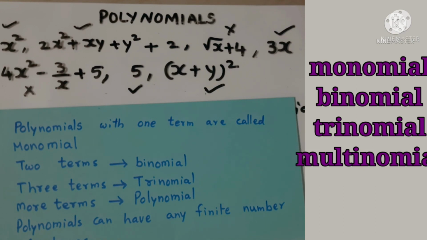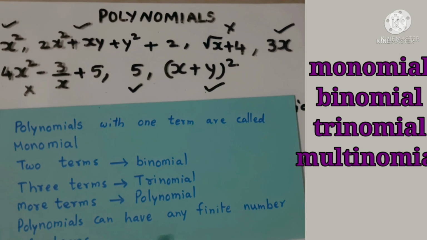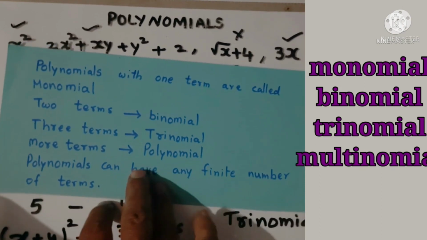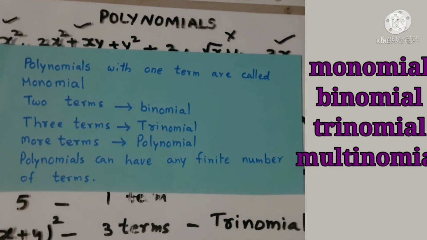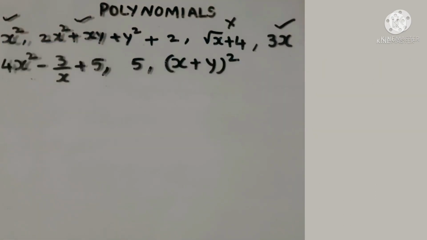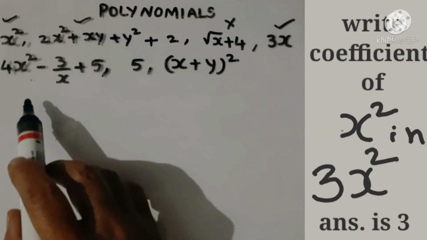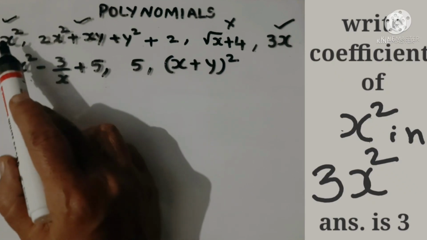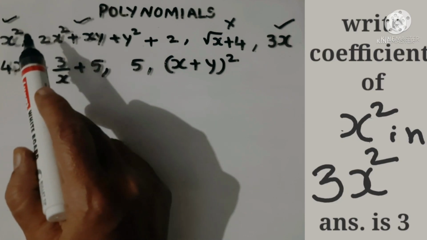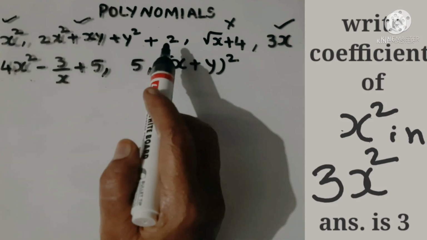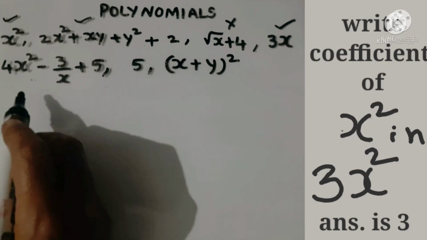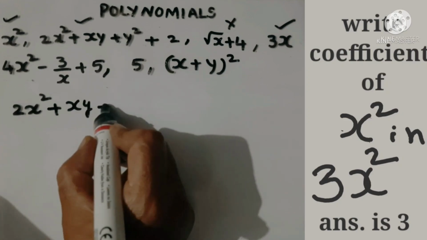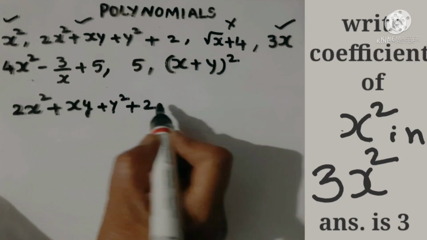How many terms can a polynomial have? Polynomials can have finite number of terms. How many terms it can have? Finite number of terms a polynomial can have. So this is having 1 term, we can call it as monomial, and this is having 4 terms, we call it as polynomial. So let me write this one: 2x square plus xy plus y square plus 2.